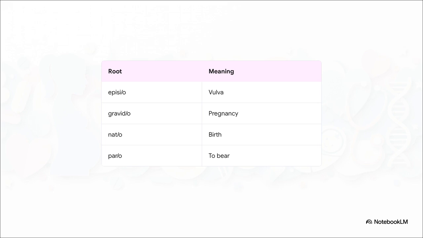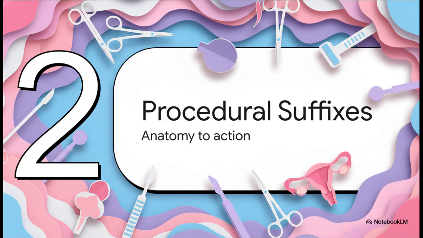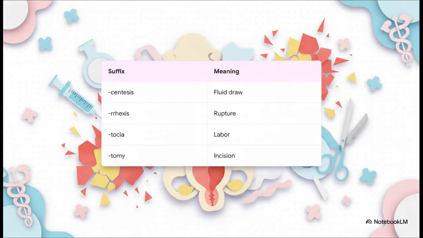Moving on to Section 2, high-yield procedural suffixes. We are shifting from anatomy to action here. I want you to notice the stark difference between deliberate clinical actions and sudden medical emergencies on this list. Keep a really close eye on suffixes like centesis for the surgical withdrawal of fluid, and contrast that with rrhexis, which means rupture. Certification examiners absolutely love to test the difference between an action and a condition.